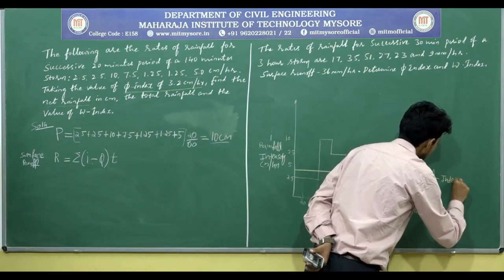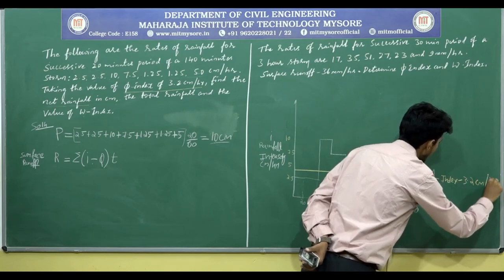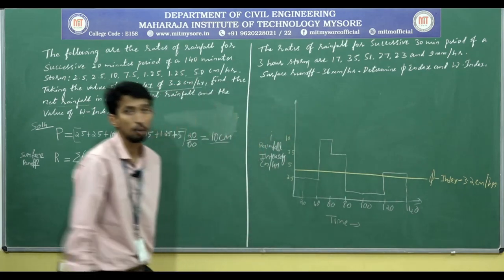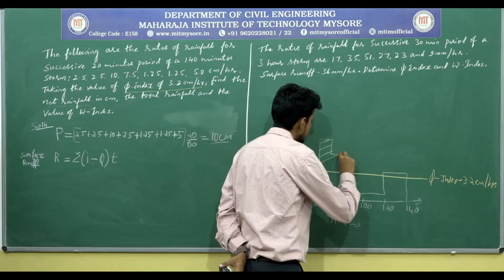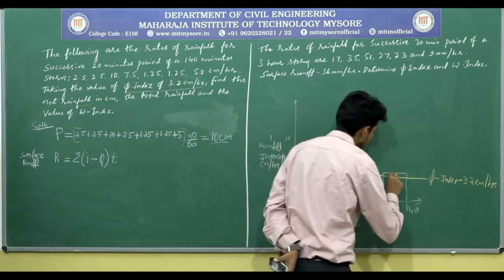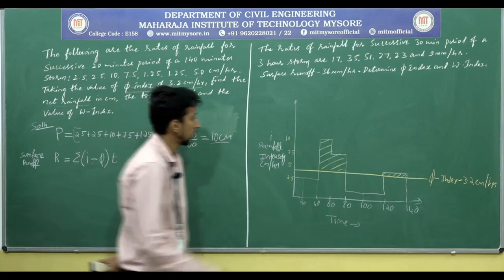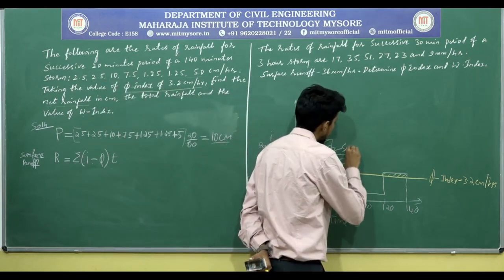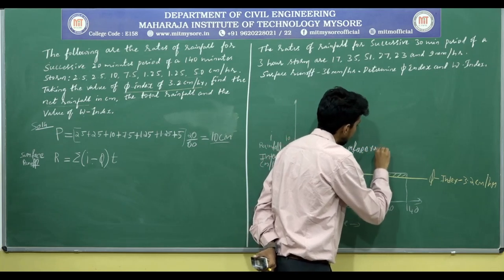Phi index equals 3.2 centimeter per hour. Now I am going to mark all these yellow lines. All these yellow lines are the surface runoff.